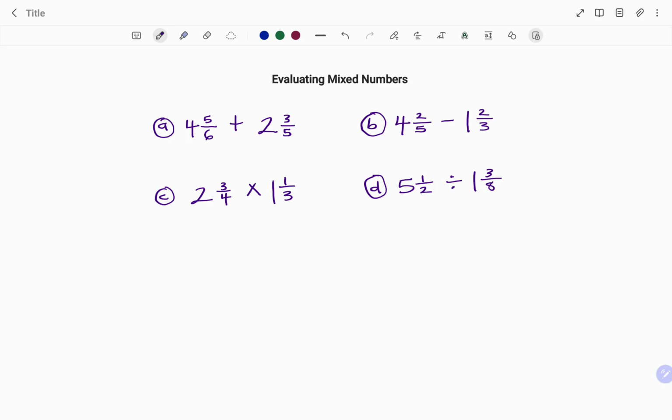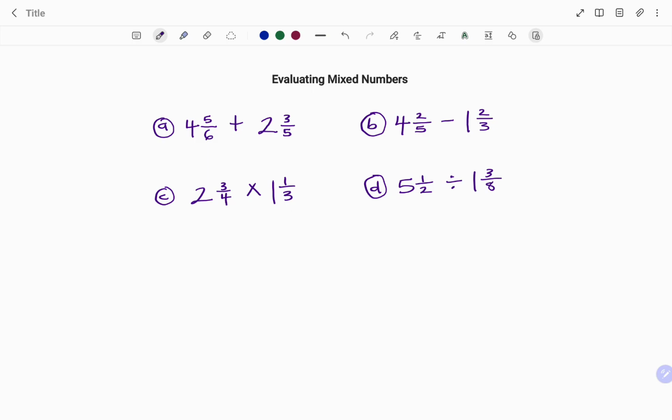In this video, I'm going to show you how to evaluate the following mixed numbers. In the first example, I have 4 5/6 plus 2 3/5. To solve, I'm going to first of all change to improper fractions. An improper fraction is when you have the numerator greater than the denominator.